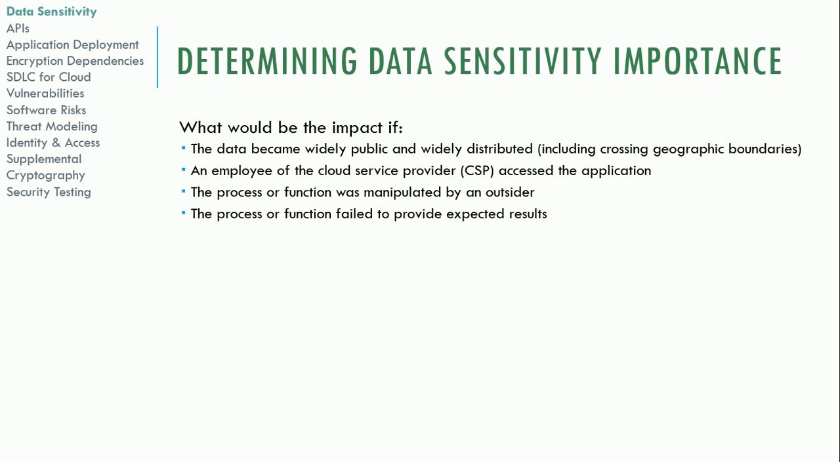What if a processor function fails to provide the expected results, either because it's in the cloud or through some vulnerability because of the cloud? And we'll talk about some of that. What if it was unexpectedly changed or an application is unavailable for some period of time because it's in the cloud? Again, it's not in our local data centers. It's located in the cloud, so it's important to be aware of what the ramifications are going to be if we don't have availability to that data.